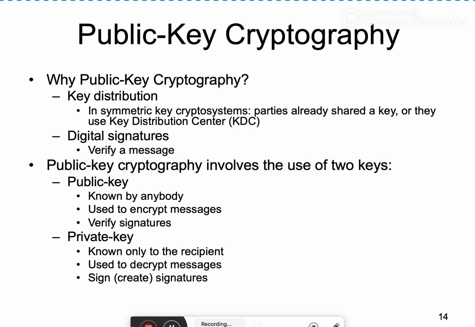The private key is used to decrypt messages. If the public key is used to encrypt, then the private key will be used to decrypt. And the private key is only known to the recipient, not to all. The public key is known to anybody, but the private key only to the owner of that key. So each user has two keys, one public and one private. It is the user's responsibility to keep his private key secret and store it securely somewhere.